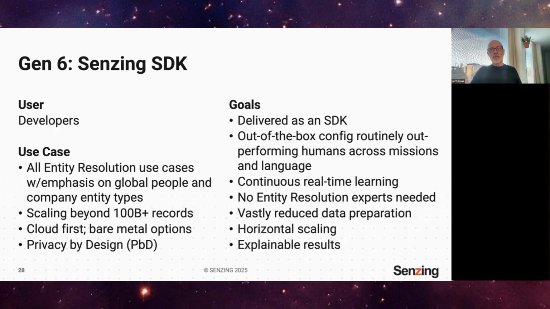Out of the box, it's outperforming humans across missions and languages without training and tuning. You don't need experts anymore. It does continuous real-time learning, which was one of the other goals. It's 8 times easier to prepare the data. You don't have to clean the addresses. You don't have to parse the names. You don't have to sort out what the phone numbers are with the +65 for Singapore at the front. It horizontally scales. And most importantly, what's unique about our use of AI that does real-time learning while it's running is that it's not Gen AI. It gives you the same answer every time, and it's explainable. Why are those records together, or why not?